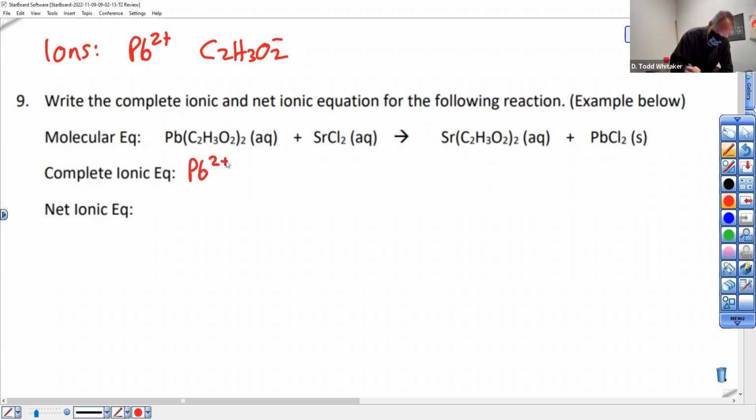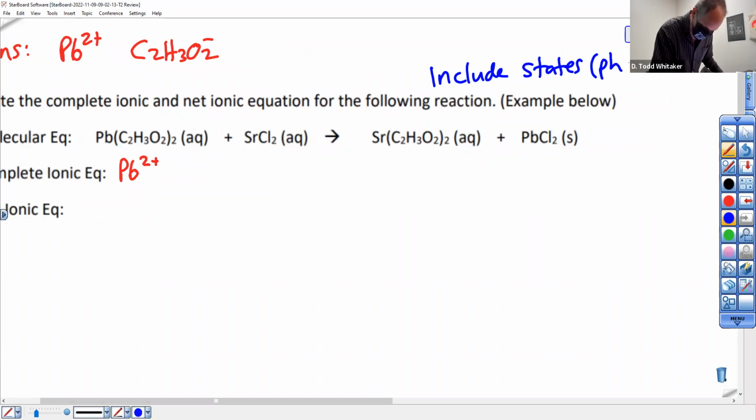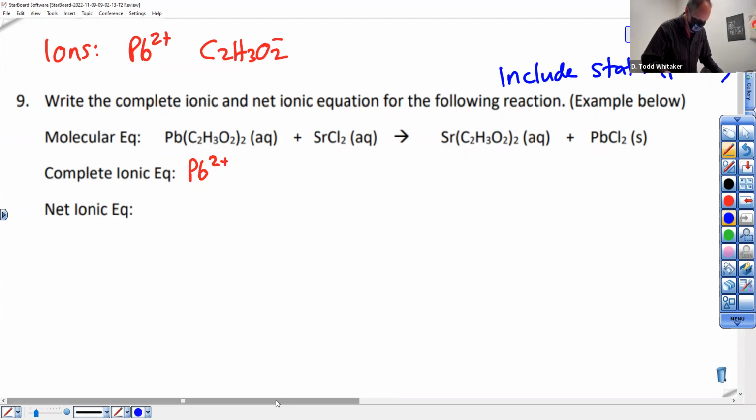I am going to say I do want states. It wasn't in the original here, but I do want states, phases, states, same thing. Okay, so if it says AQ on the reactant side up here, it is aqueous, you write aqueous for every ion. In fact, if an ionic compound has AQ after it, both ions are dissolved in water.